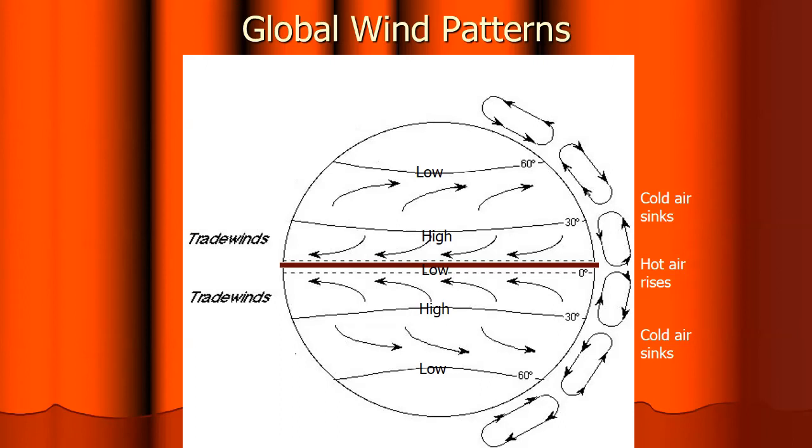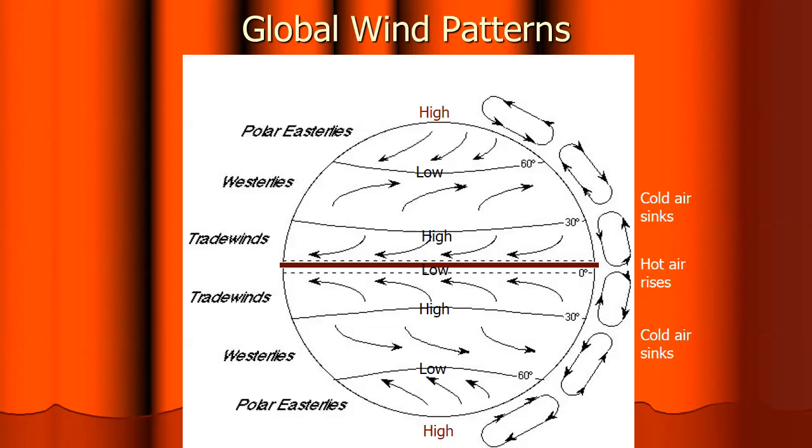Then we have these ones here. Again, from high to low pressure and curving to the right in the northern hemisphere, curving to the left in the southern hemisphere. These are called the westerlies. And then one more, we have the polar easterlies.